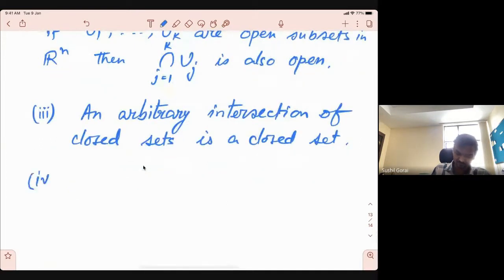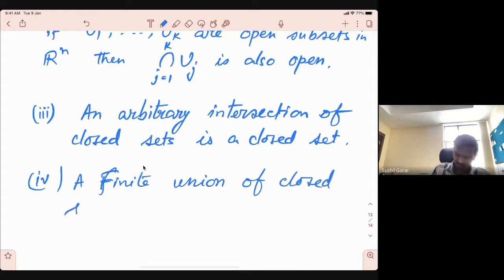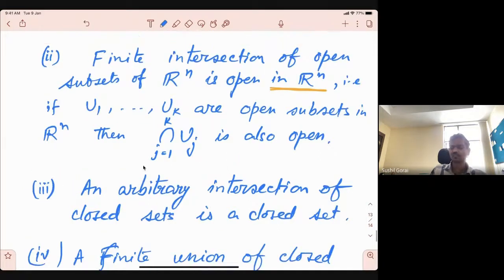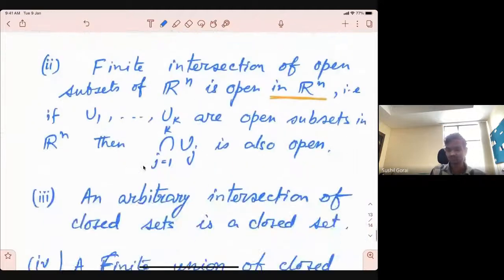Four, a finite union of closed subsets, or closed sets, is closed. All right, these are a few properties. So how do you prove one?